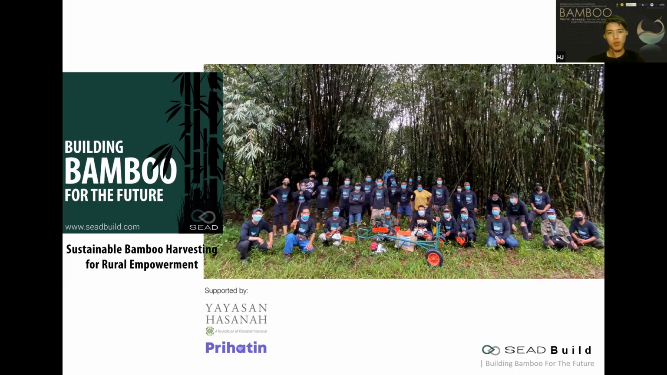So the goal of this program is to use bamboo as a way to broaden the base of the economic pyramid. So what does that mean? We want to train and empower rural communities who live near where the bamboo is to make use of tools and develop their skill sets so that they're able to harvest bamboo. And instead of seeing it as something that is only good for burning, bamboo becomes a source of their income. And not only that, through the program we've been able to show that their daily income can grow significantly. So last year, through this program, we trained about 52 individuals.